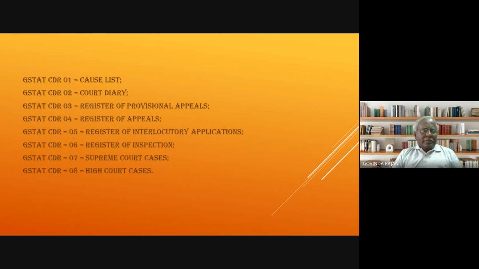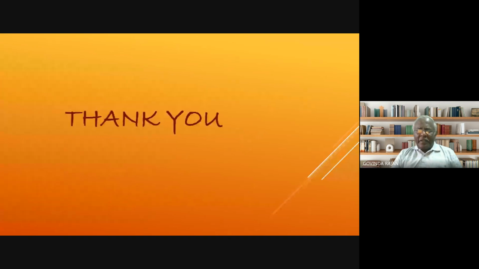Next one. GSTAT CDR 1 cost list, CDR 2 court diary, CDR 3 register of professional appeals, 04 register of appeals, 05 register of IA petitions, 06 register of inspection, 07 Supreme Court cases, 08 High Court. These are maintained by the registrar of the tribunal.